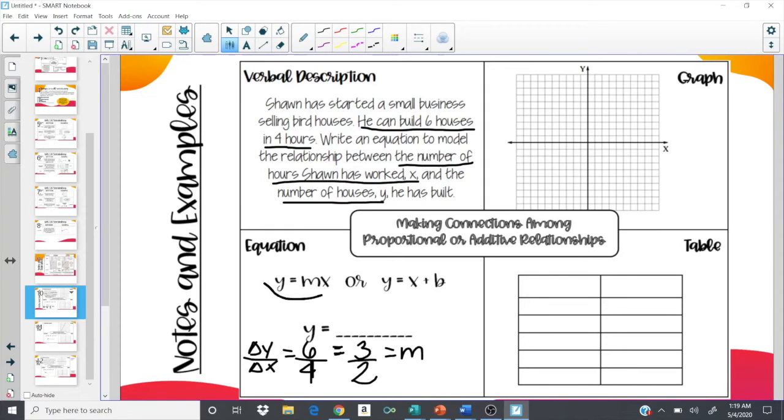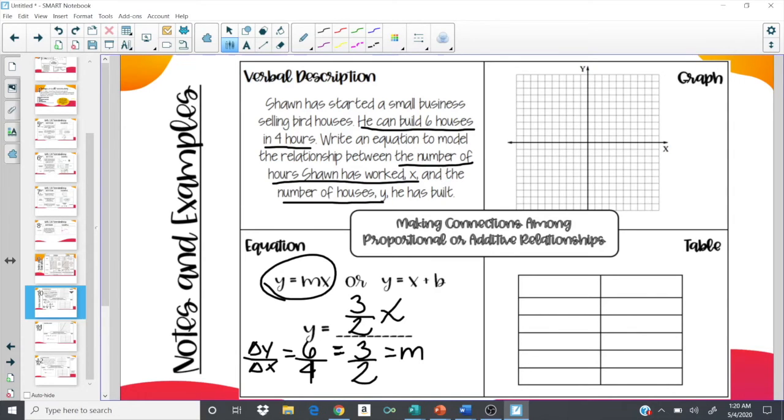Therefore, we are going to use the equation y is equal to mx to represent the relationship, okay, where m represents our slope. So all you do is substitute m for 3 over 2 and keep the rest of the equation the same. So the equation is y is equal to 3 halves x, or y is equal to 3 over 2x.